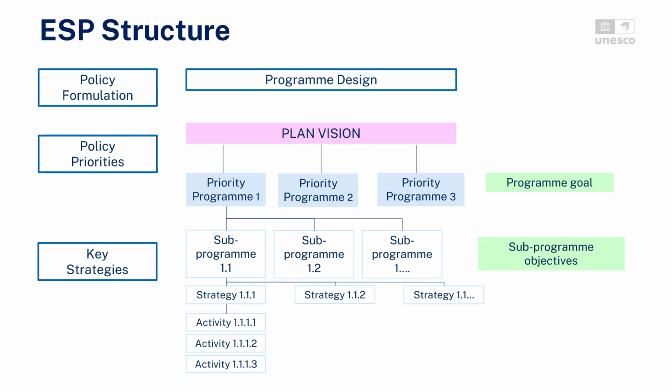Here is an overview of the overall ESP structure. As you can see, the priority programs are derived from the overall plan vision and policy priorities. Each priority program is broken down into sub-programs or components with relevant strategies and activities that will enable the sub-program objectives to be achieved, ultimately contributing to the program goal.